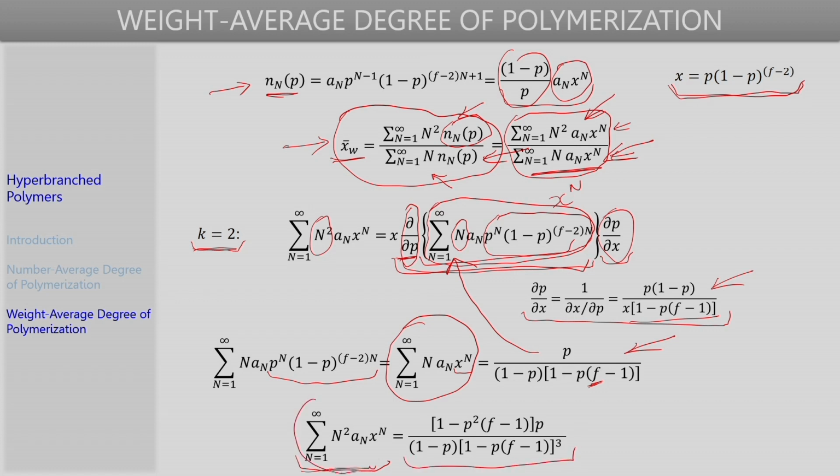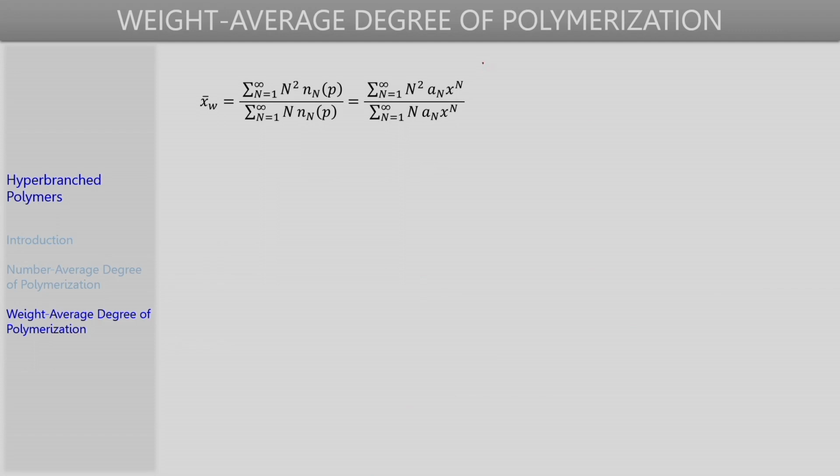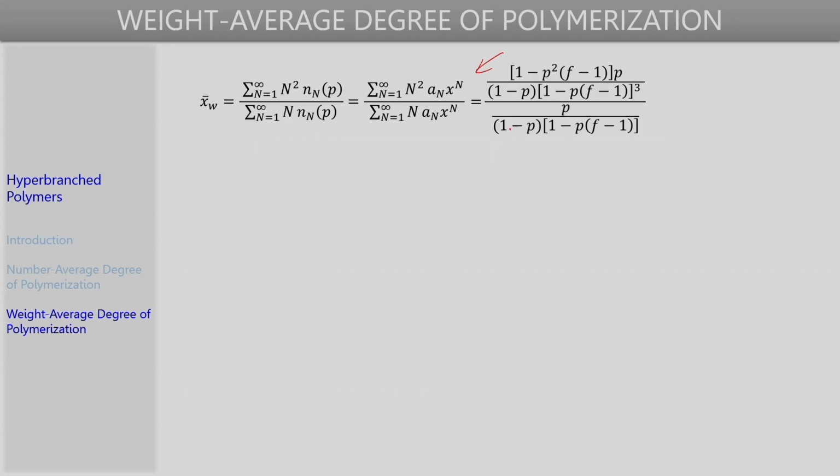Now that we have an expression for this summation, which appears in the numerator here, and the expression for the summation in the denominator, which was already discussed in the previous slide, we can combine these to take their ratio to obtain the weight average degree of polymerization. The expression for weight average degree of polymerization we have again written here, and if you substitute the expressions for the two summations, one in the numerator and the other in the denominator, then what we see is this 1 minus p term will get cancelled. Similarly, this p will get cancelled here, and this will change this exponent here to 2.